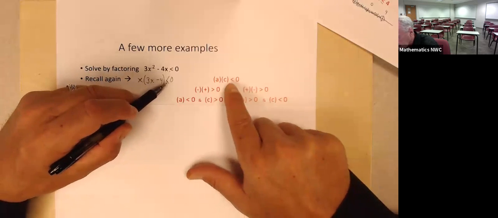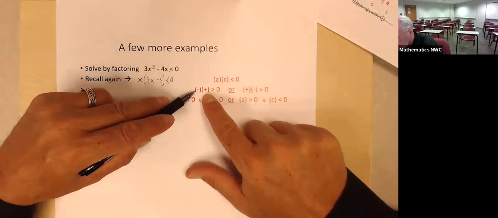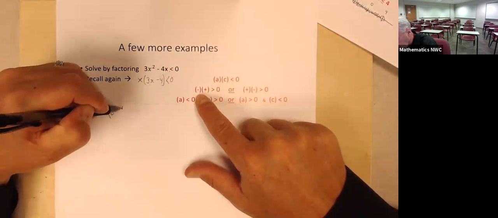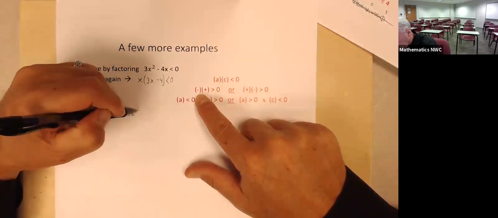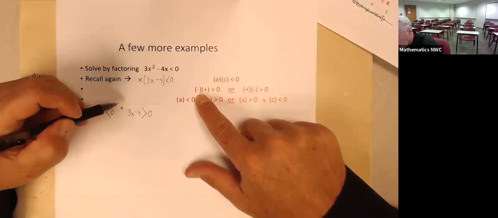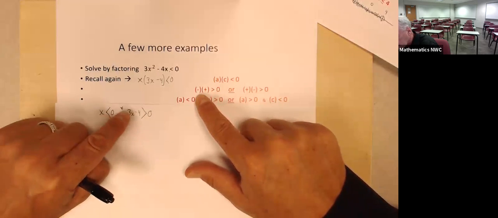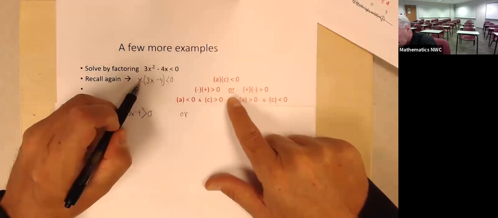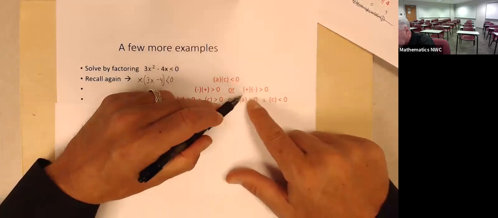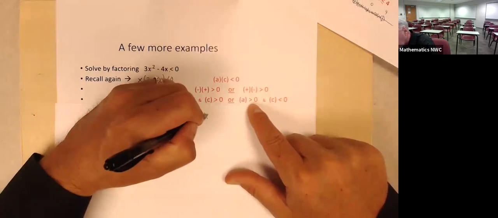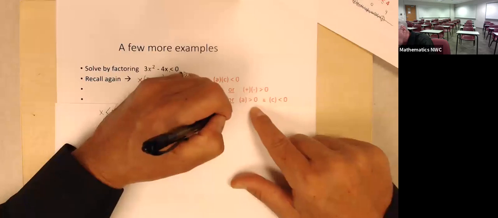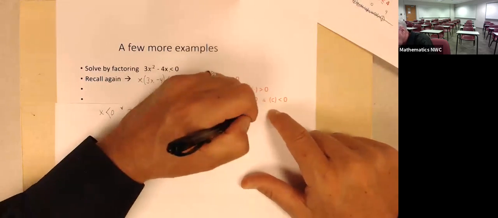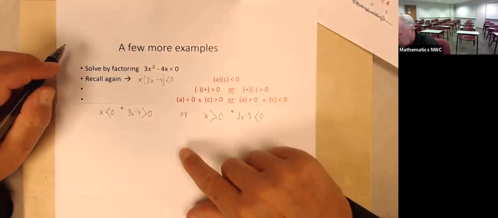Because it's less than 0, you got to have opposite signs. So let's make x negative. Means it's less than 0, and at the same time, 3x minus 4 has to be greater than 0. One had to be less than 0, one had to be greater. Or take the first one, make it positive, which makes it greater than 0. And at the same time, take the second one, 3x minus 4, and make it negative or less than 0.